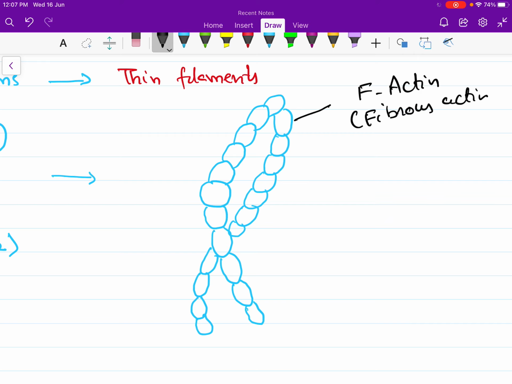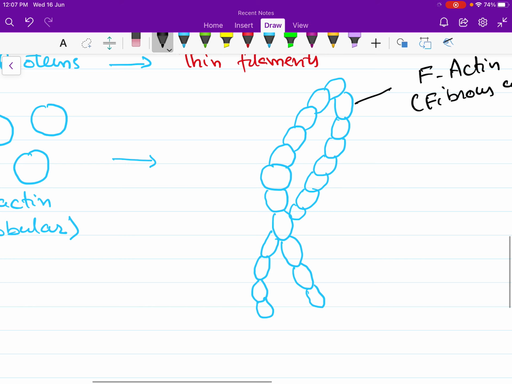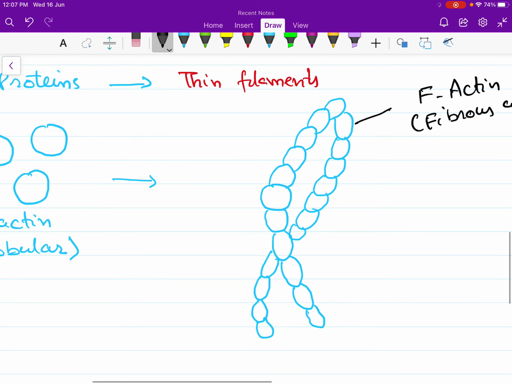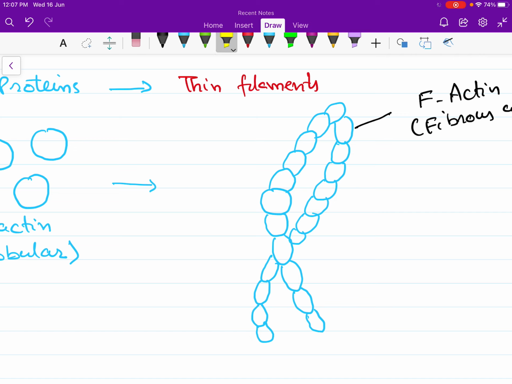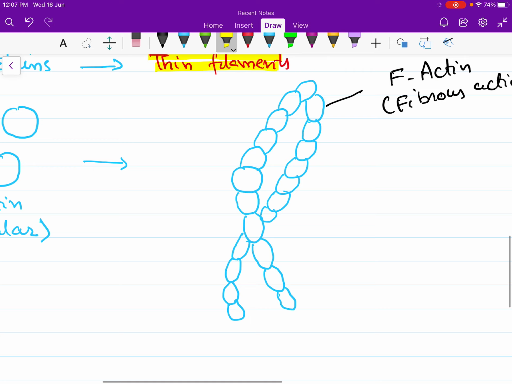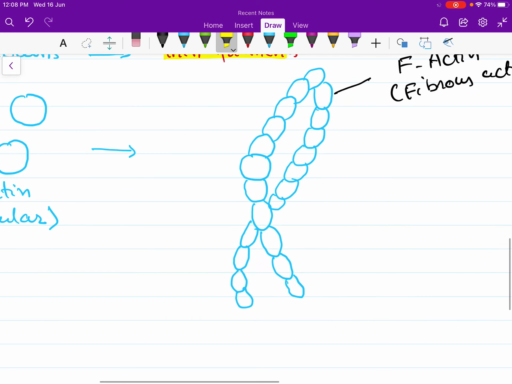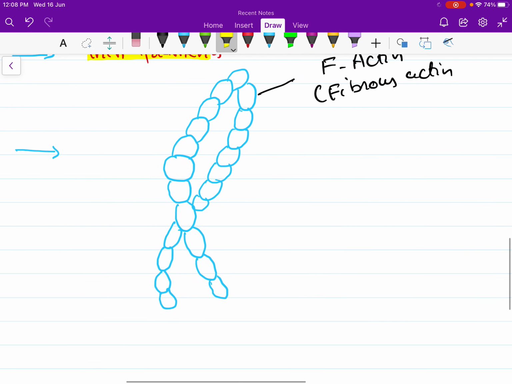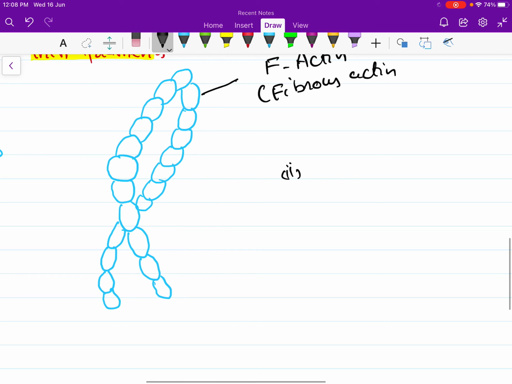Apart from this actin protein, there are other proteins present in the thin filament. The thin filament is not formed of actin protein alone. There are other proteins in it. They are very small proteins with respect to mass, but they play an important role in the regulation of muscle contraction. These other proteins present in the thin filament include tropomyosin.